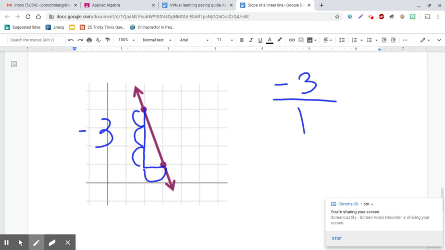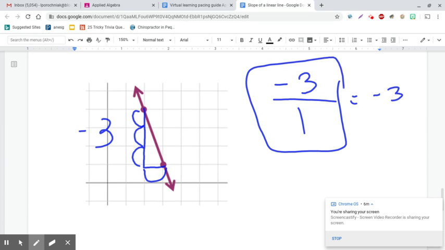The cool thing about -3 over 1, I would personally keep it as -3 over 1. It does equal -3 because -3 divided by +1 is still -3. But you can keep it as -3 over 1. I think that's nicer because anytime you deal with slope, I prefer to put it in fraction form. Personally, that's me.